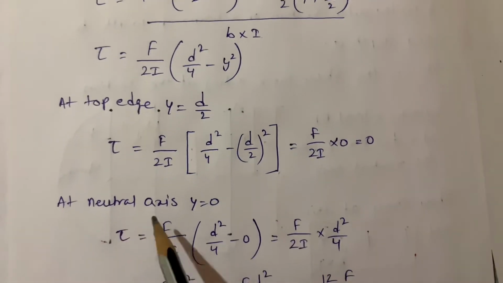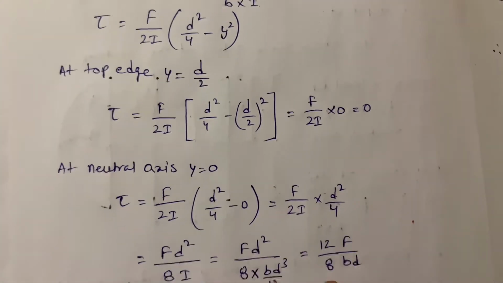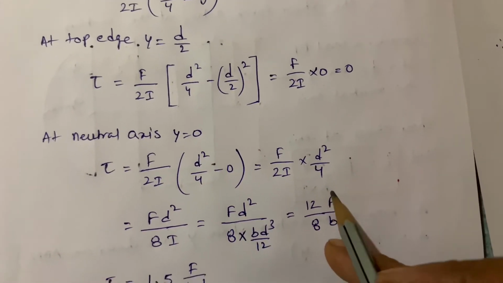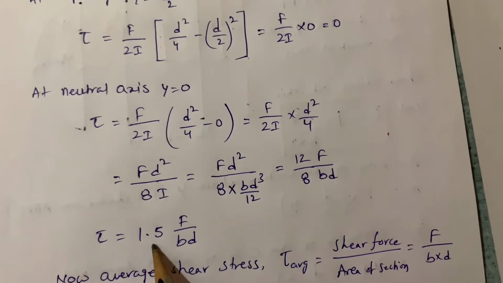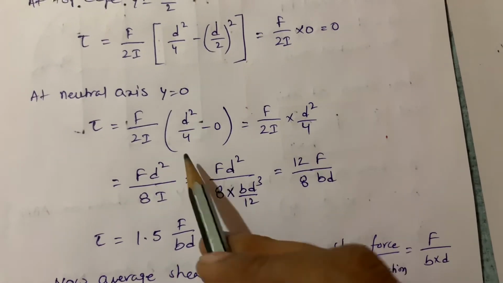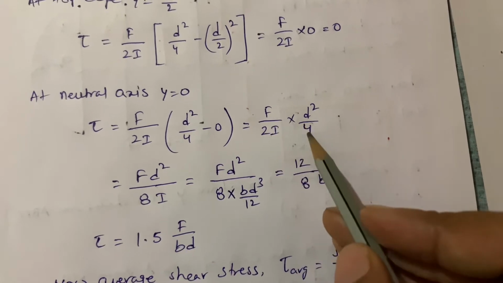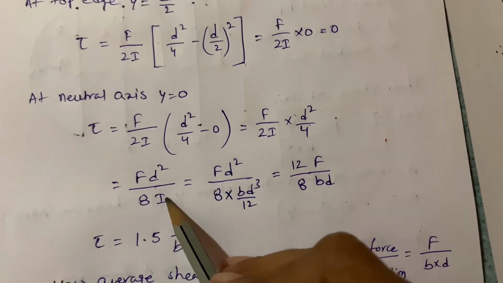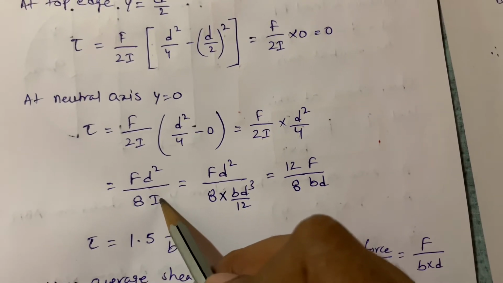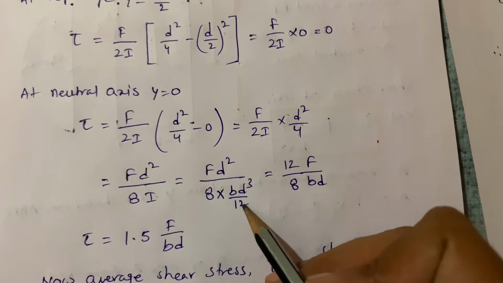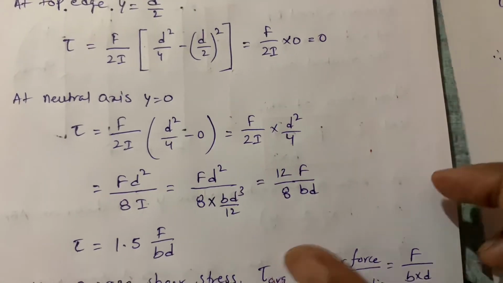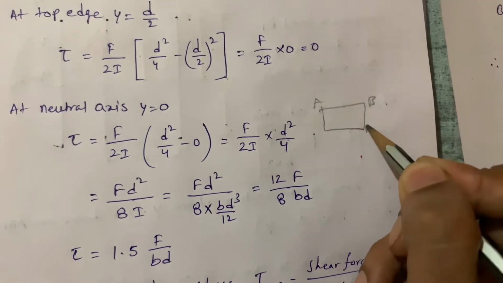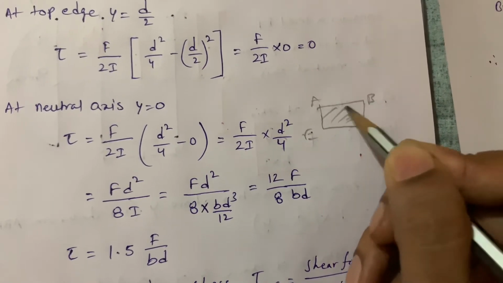Next, at the neutral axis, y equals 0. Substituting y equal to 0, I got F by 2I into D square by 4, nothing but F D square by 8I, which gives the value 1.5 into F by BD. I is the moment of inertia. The moment of inertia of the rectangular section is BD cube by 12, because our portion, the shaded portion ABFE, is a rectangle.